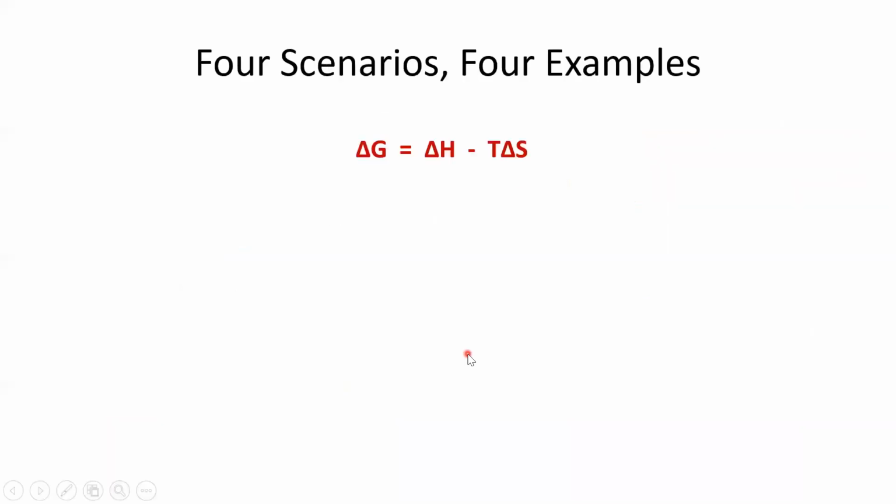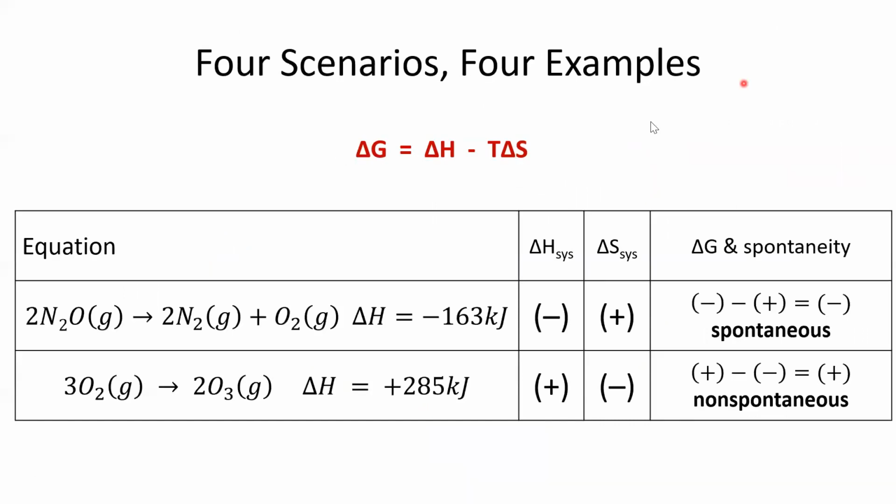When we look at this Gibbs free energy equation, there's actually 4 different kind of scenarios that we can have based on what the sign on delta H is and what the sign on delta S is and how that affects the sign on delta G. The first 2 are pretty straightforward.